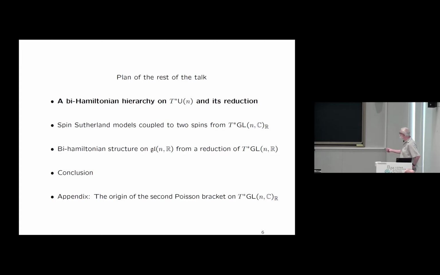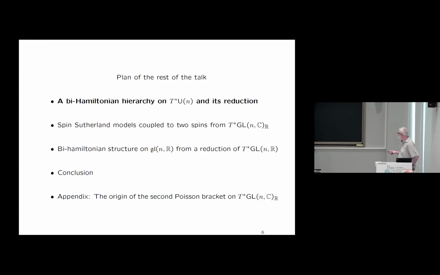In another example, I take the group GL(N,C), but regard it as the realification, if you like, of this complex Lie group, and take its cotangent bundle. And from this, I will construct some novel kind of spin-Sutherland models. Well, they are also known, those models, as two-sided spin-Sutherland models, as people call them, but here they will come together with a Bi-Hamiltonian structure.